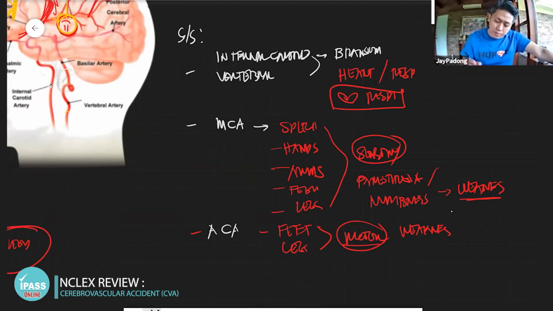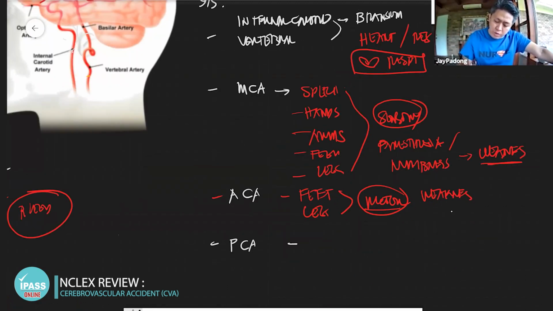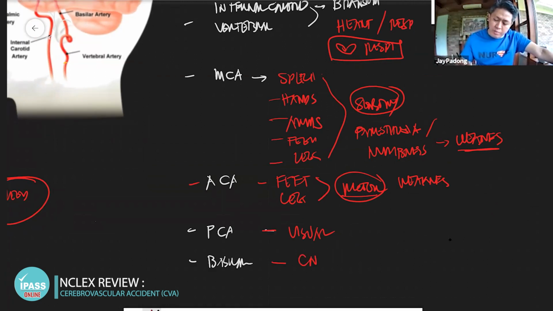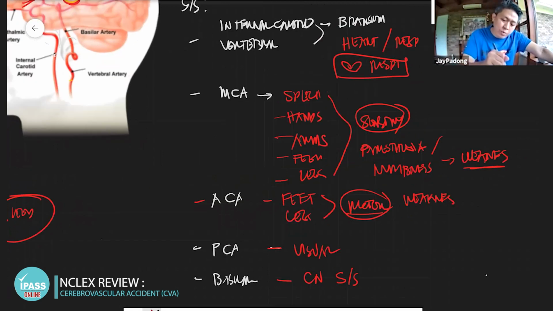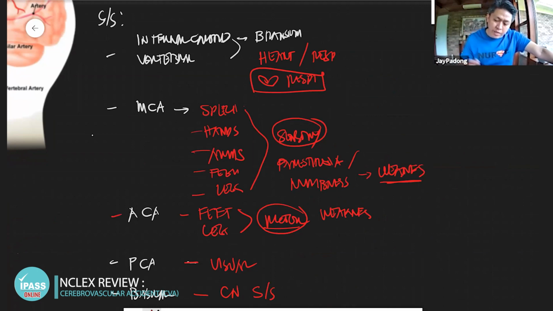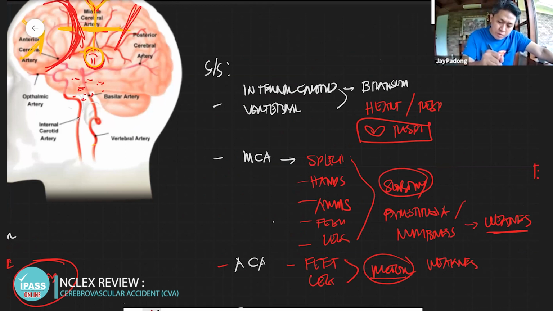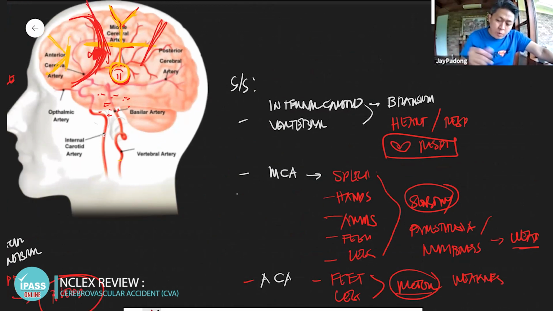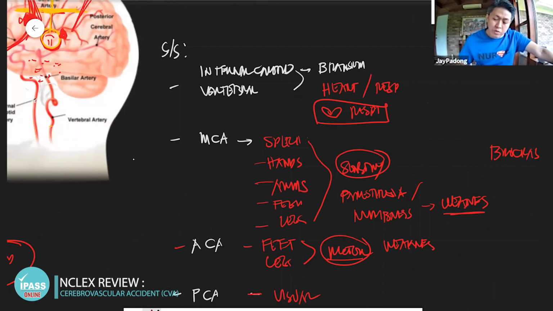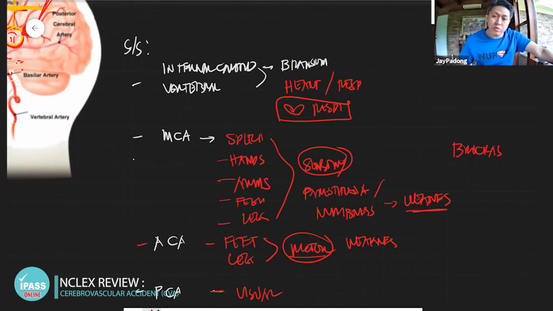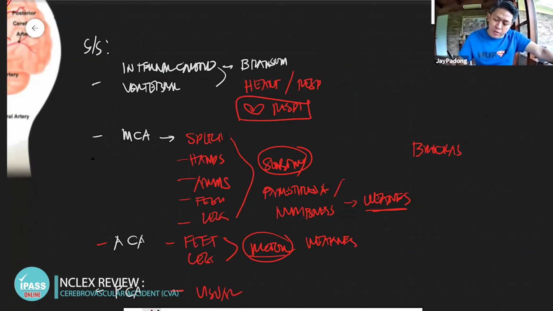When you look at your posterior cerebral artery, this is going to be your visual. When you look at your basilar artery, it contains cranial nerve signs and symptoms, because your cranial nerves are mostly coming from your basal area. Talk about MCA as well. Don't forget your Broca's. Your Broca's is located here at the portion of the frontal cortex, and the Wernicke's area is also here in your temporal area. But your MCA is also responsible for supplying blood, oxygen, and glucose to your Broca's area, and as well as your Wernicke's.